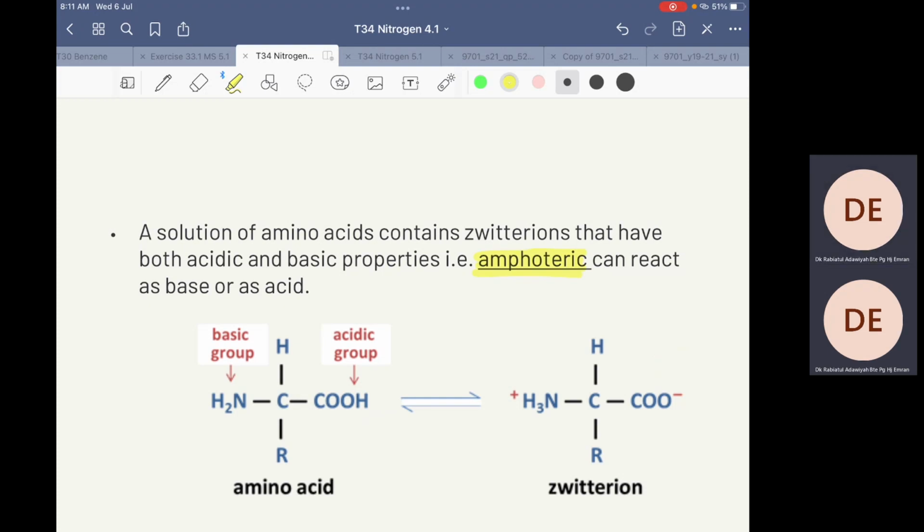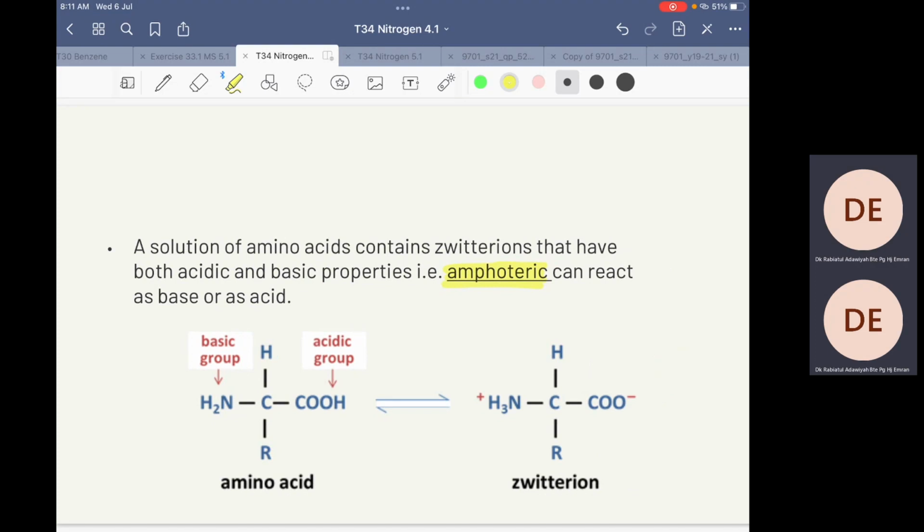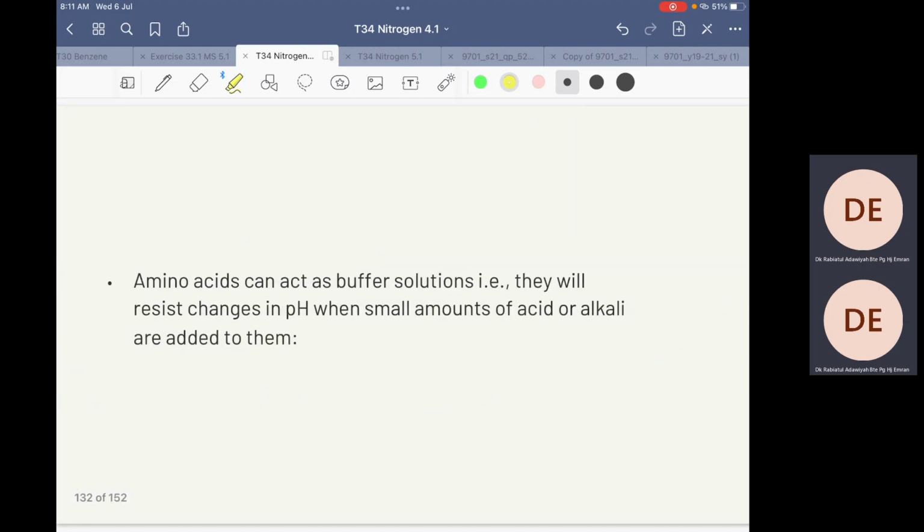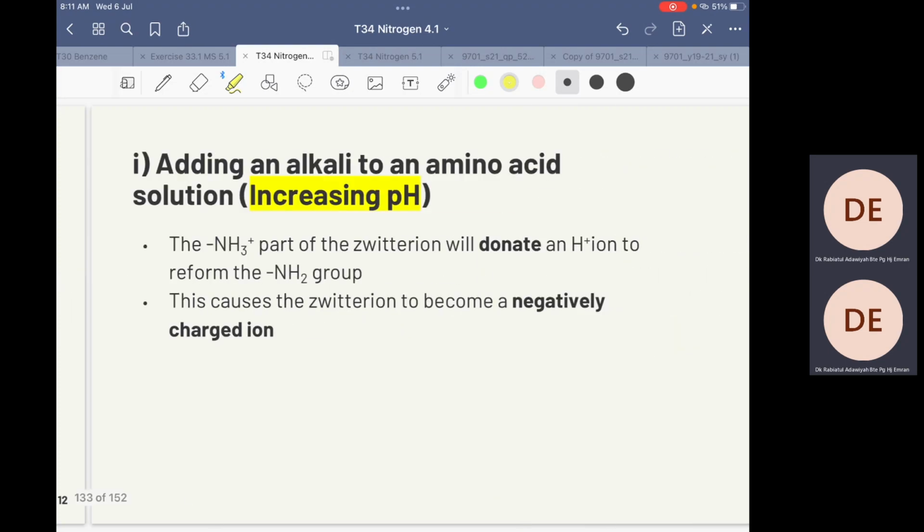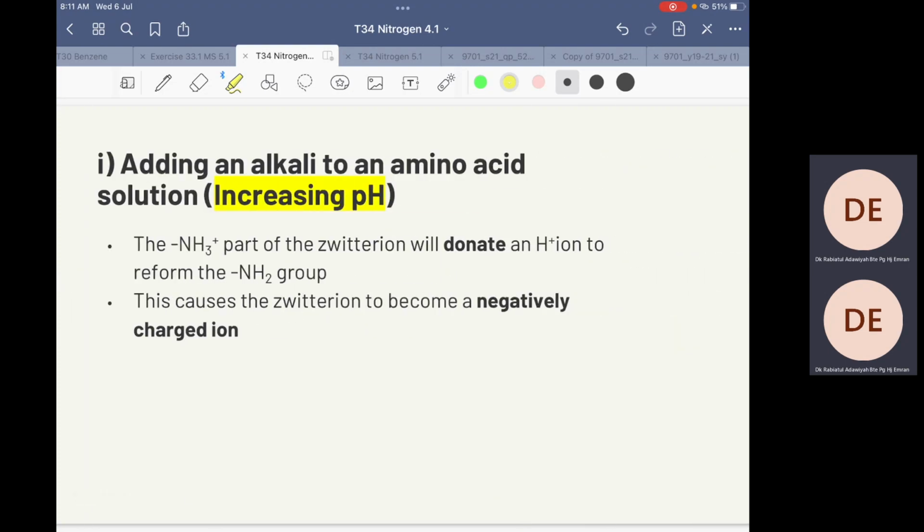Amino acids can also act as a buffer solution. Buffer solution is from the topic ion equilibria this year. A buffer solution is a solution that can resist changes in pH when small amounts of acid or small amounts of base are added. We're going to look at how these amino acids can behave as a buffer solution. What happens to these amino acids when we add small amounts of acid or small amounts of base?